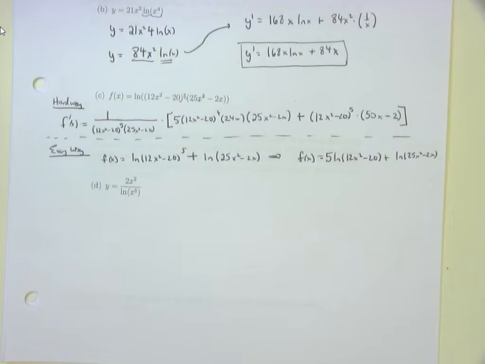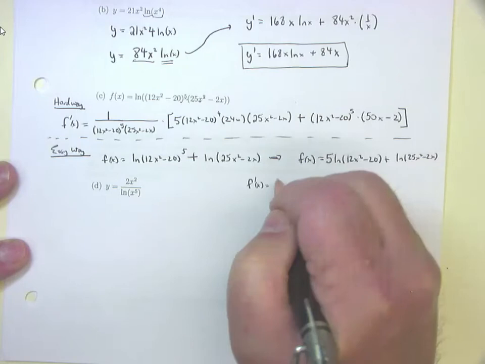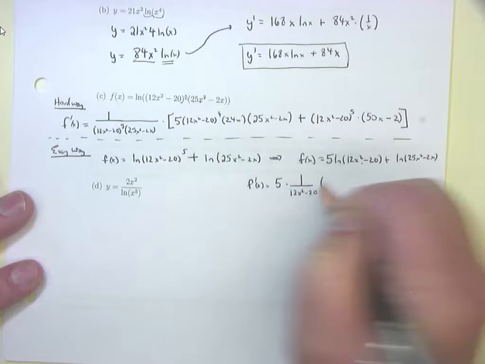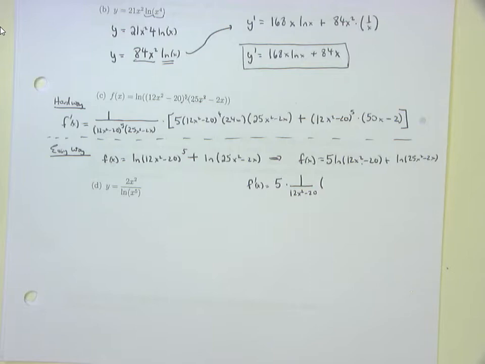Now, do the big stuff. Take the calculus. Take the derivative. So f prime of x would be equal to, 5 is a constant. Leave it alone. What's the derivative of natural log of a function? You still got to know that rule. Derivative of natural log of a function is 1 over the function times derivative of the function. So the derivative of natural log of 12x squared minus 20 is going to be 1 over 12x squared minus 20, times the derivative of the inside, chain rule. Derivative of 12x squared minus 20 is 24x.